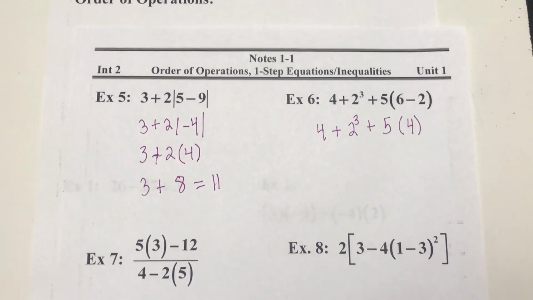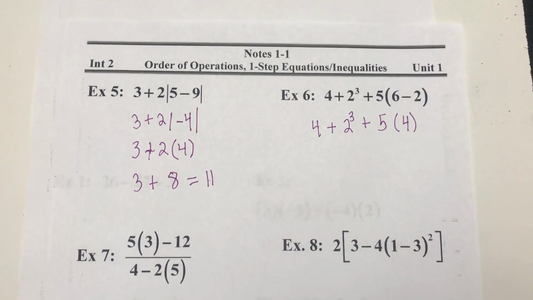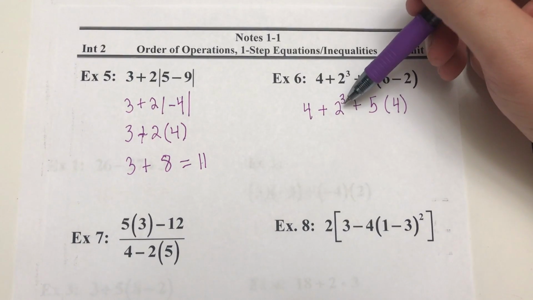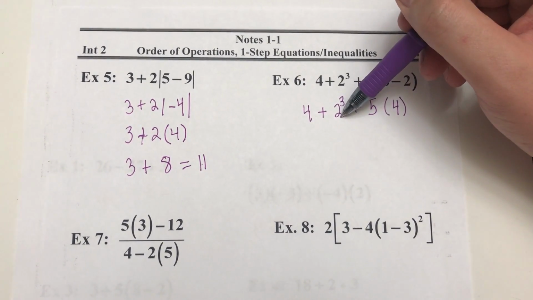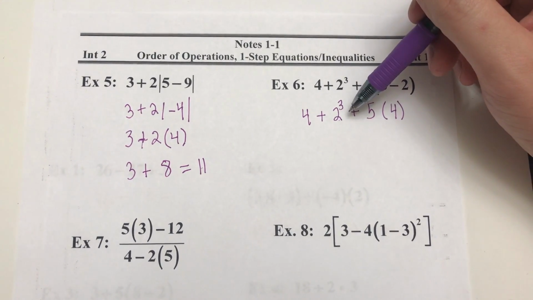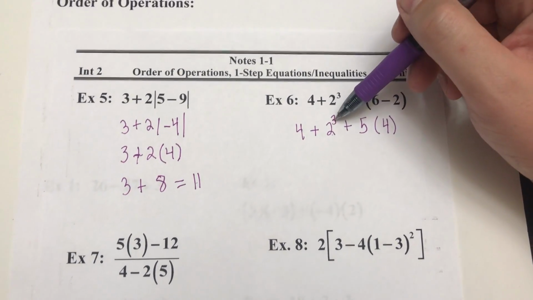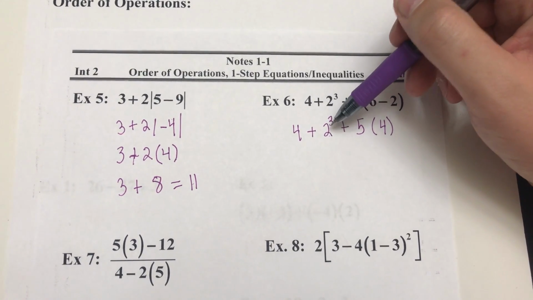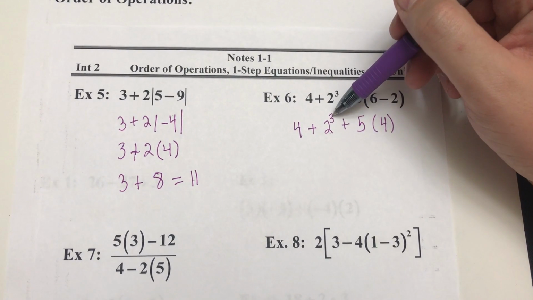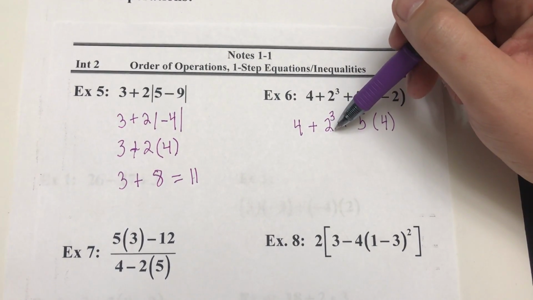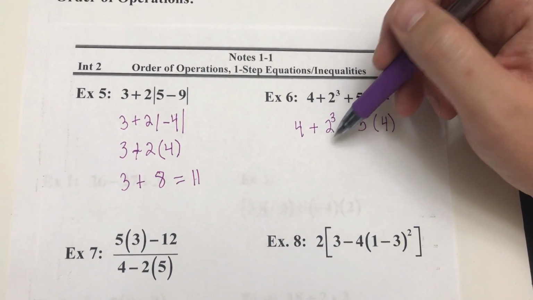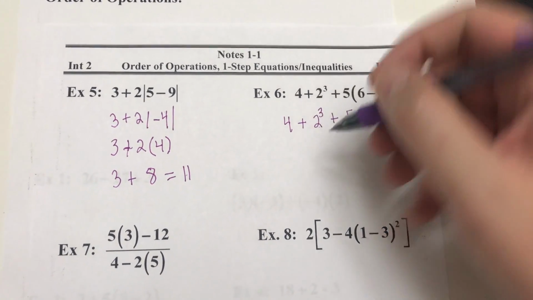Now that the grouping symbols have finished, we can move on to exponents. This is our first interaction with exponents. Right here we have a base and an exponent, and the entire term is called a power. This is read as 2 to the power of 3. What this means is that the base of 2 gets multiplied 3 times. That is 2 times 2 times 2. 2 times 2 is 4, multiplied by a third 2 is 8.